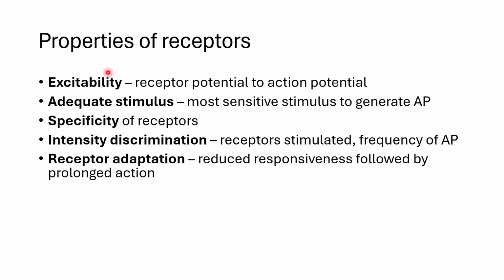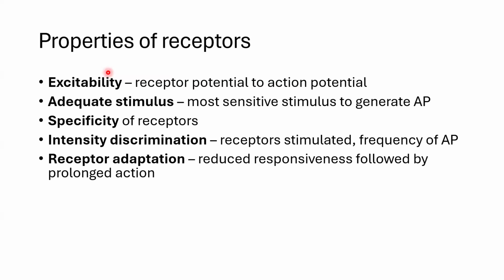So when we talk about intensity discrimination, you need to have a certain number of receptors being stimulated for you to generate an action potential. You need to reach a certain threshold to generate an action potential, and then the frequency of these action potentials must be increased. A stimulus below threshold can't generate an action potential.